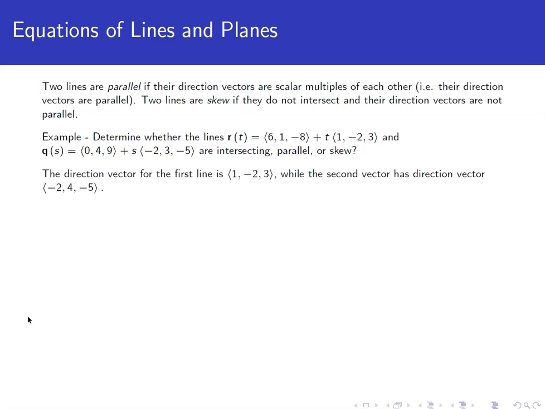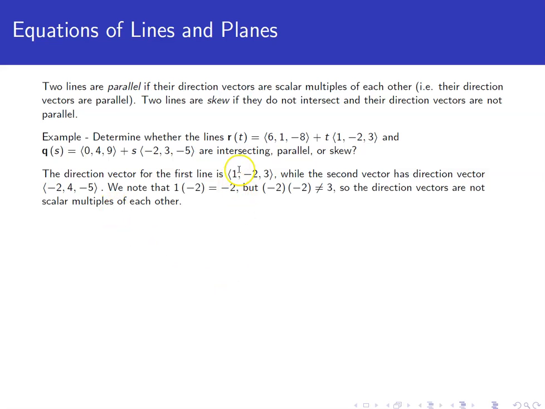Well, we notice that the direction vector of the first one is 1, negative 2, 3, while the second one is negative 2, 3, negative 5. That's a typo there. In any event, if I take 1 times negative 2, I would get the first component. But if I do negative 2 times negative 2, I don't get the second component, which should be a 3. This should be a 3, not a 4, because we're taking it from that particular vector there. My apologies again. So, in particular, the second direction vector is not a scalar multiple of the first direction vector. So these lines are not parallel to one another.